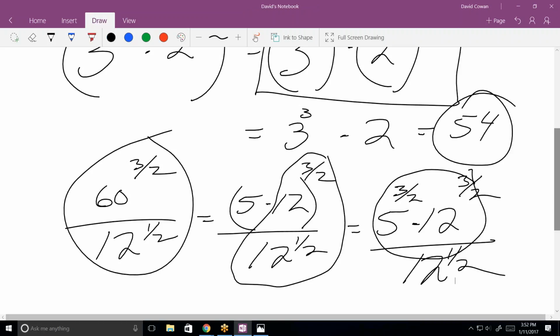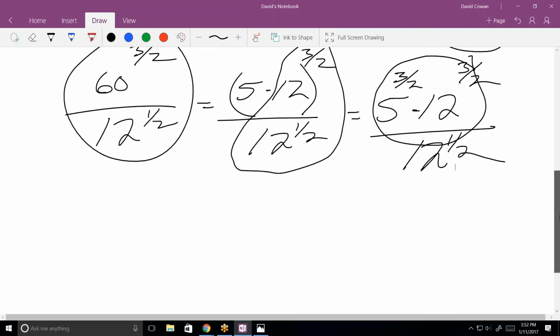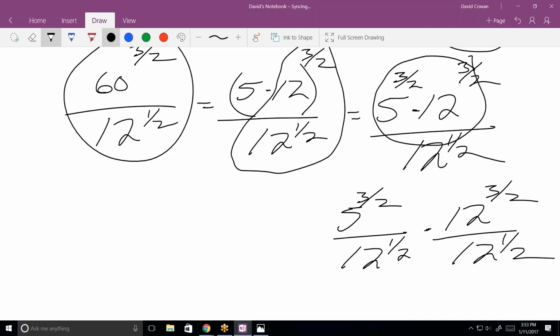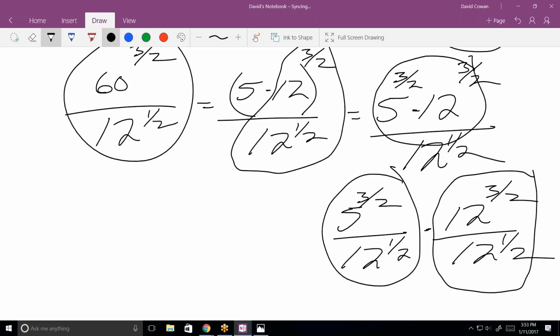In other words, I just separated the 60 into two different numbers, both with the same exponent, and now I've got, in fact, did I do it correctly even the second time? I'm not sure I did. Times 12 to the 3/2 over 12 to the 1/2. That's the answer. And then this simplifies to 12 by subtracting the exponents. And this you get out of a calculator. Am I missing something? I think that's what you have to do.